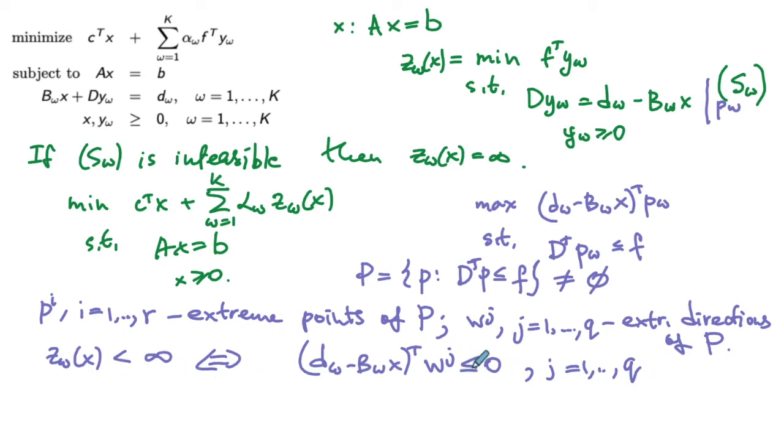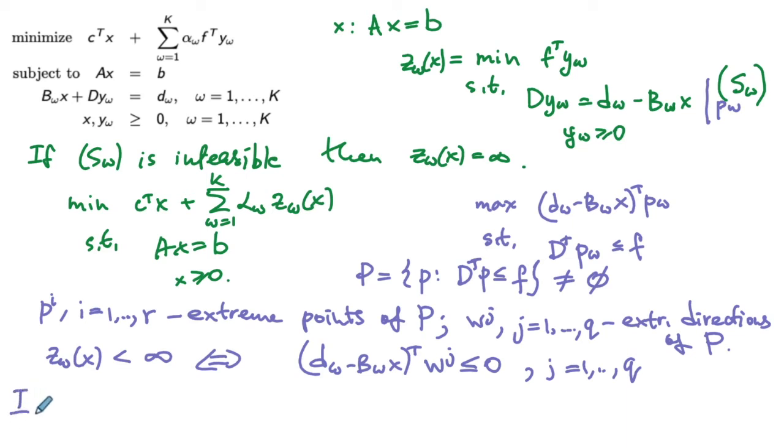So whenever this holds, this means that the problem is bounded, so it's feasible and bounded, so it's going to be optimal, and in this case z_omega of x is going to be equal to the optimal objective value of the scenario dual. On the other hand, if there is a w_j for which this product is greater than 0, then the scenario dual is going to be unbounded, so the primal is going to be infeasible, meaning that z_omega of x will be infinity.